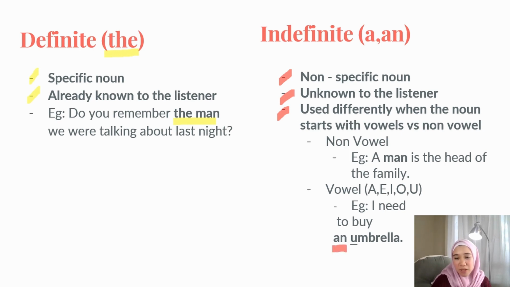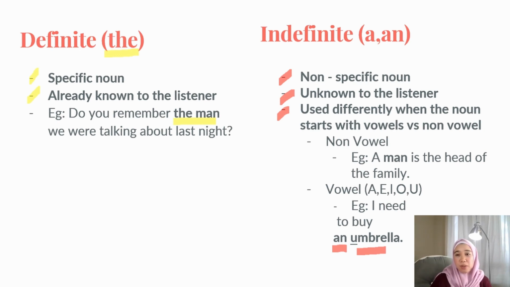Okay, look at the example here. I need to buy an umbrella. This umbrella here is a non-specific noun. I just said I need to buy an umbrella. I didn't say I need to buy a Coach umbrella, for example, the brand Coach. And it is also unknown to the listener. When I say I need to buy an umbrella, you don't even know which umbrella I'm talking about. Maybe I like this pink umbrella at 7E.